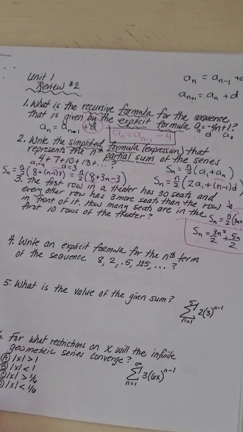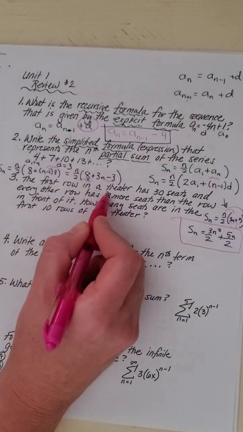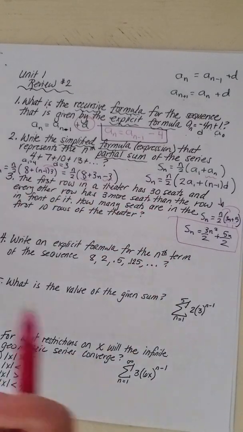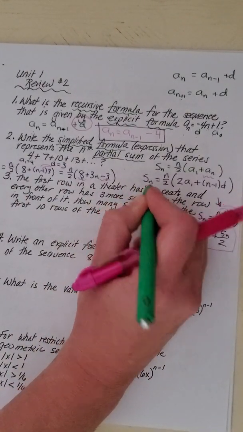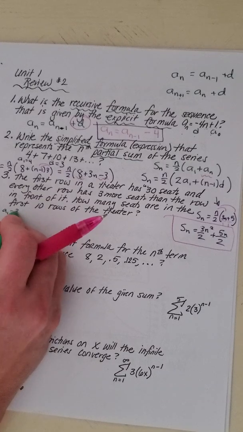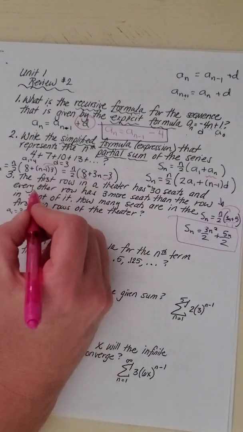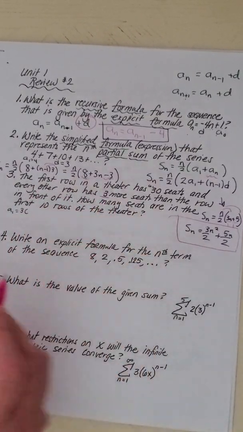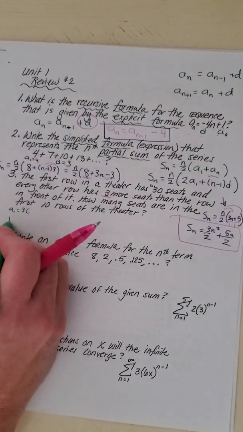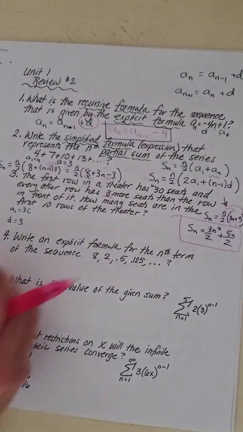Okay, next it says the first row in a theater has 30 seats. That is my A1, so A1 is 30. It says every other row has 3 more seats. That means my common difference, D, is increasing by 3.